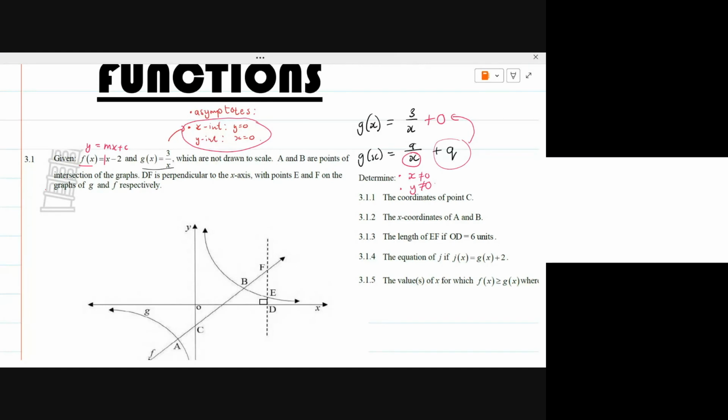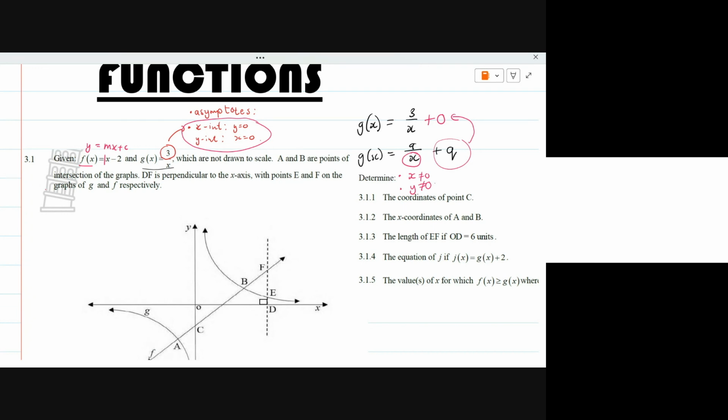Because in order to find the x-intercept, I need to make y equal 0, but y cannot equal 0. And in order to find the y-intercept, I need to make x equal 0, and x cannot equal 0. So that means my graph doesn't touch the x-axis or the y-axis. So the only thing we're going to be able to rely on here is that value, 3.